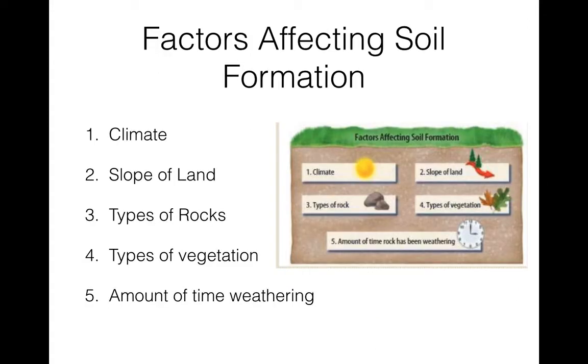So what are the 5 factors that can affect soil formation? Number 1 is the climate. We talked about that. That also affects the weathering of rocks, etc., the types of rocks that are there. The slope of the land: the more steep it is, the more open it is to things like erosion and that type of thing. The types of rocks used, types of vegetation, and the amount of time weathering.